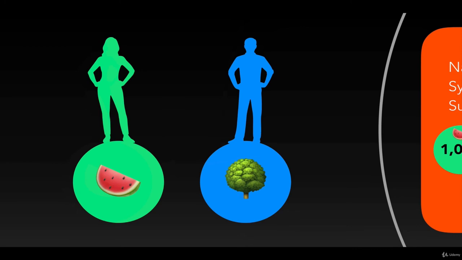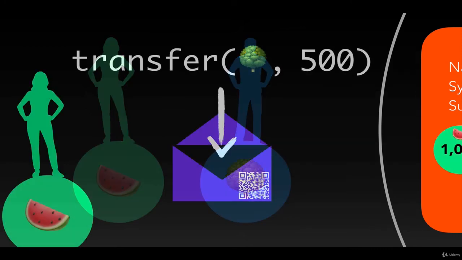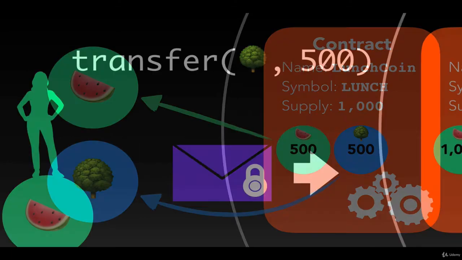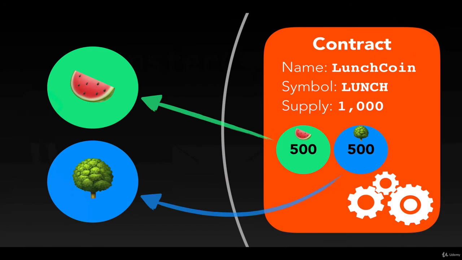I'm just going to call them by their color. How would green transfer them to blue? Well, green would just create a transaction that says transfer and the address of tree and the amount, 500. Then the green person would send it to the contract. In it goes, off to the blockchain, and once it's confirmed, the contract's internal data will have updated to point at Tree Man. So now the tree address has 500 tokens.